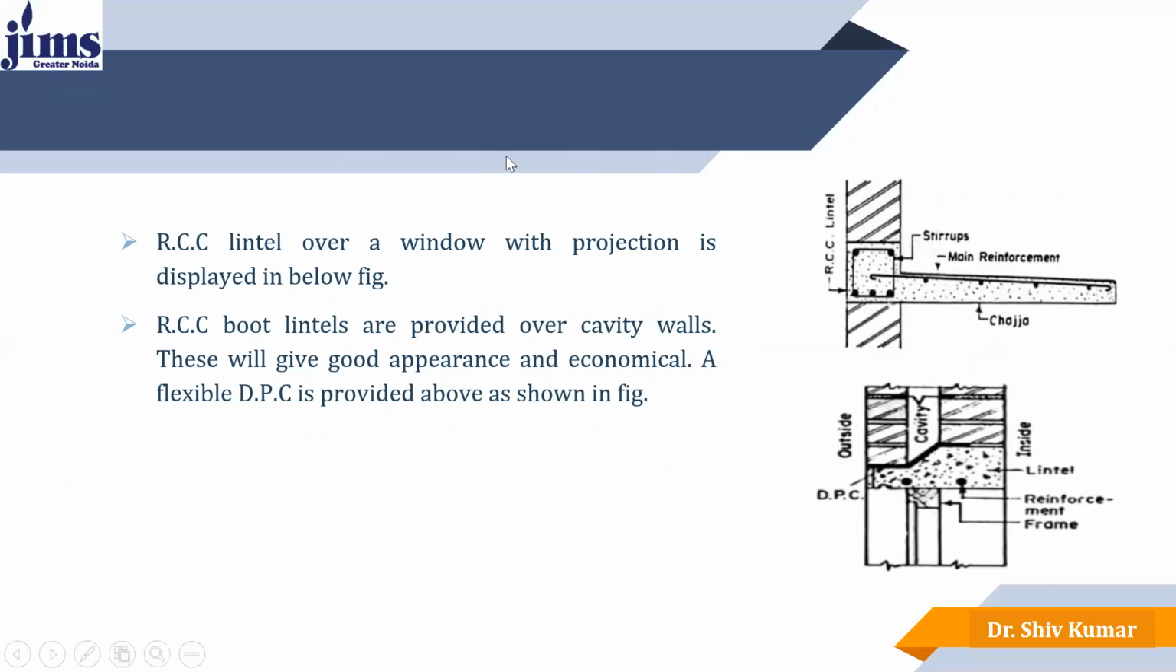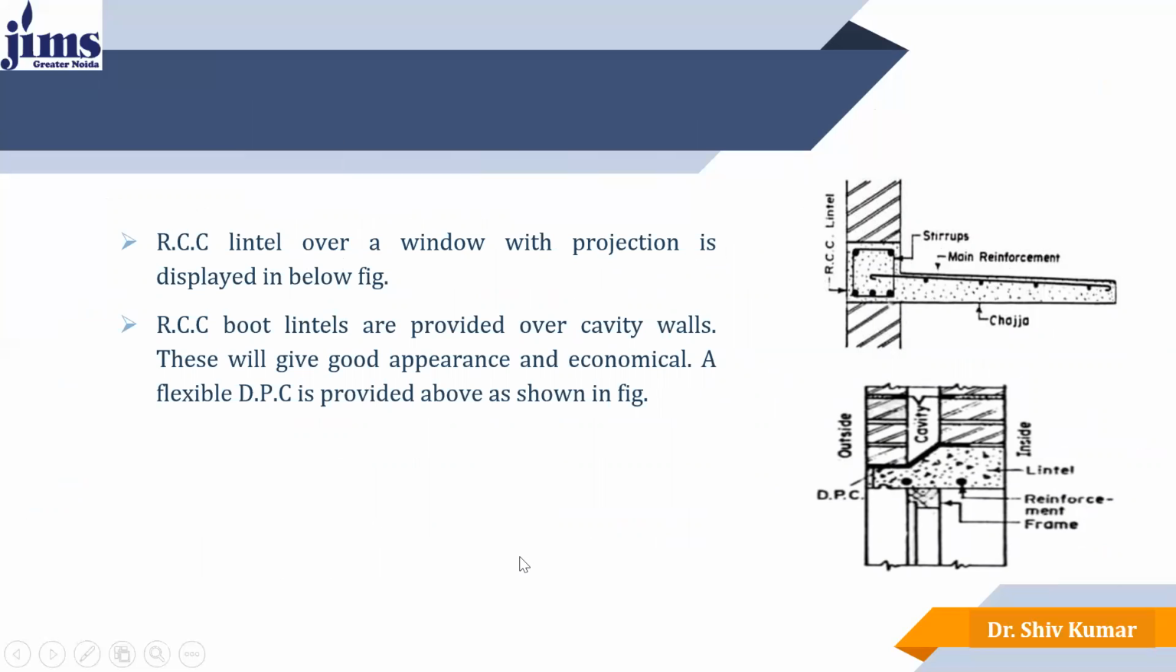Now here is the RCC lintel over a window with a projection, displayed in the below figure. This is called the chhaja or the cantilever. The stirrup and main reinforcement bar is provided in between, and it is made up of RCC.